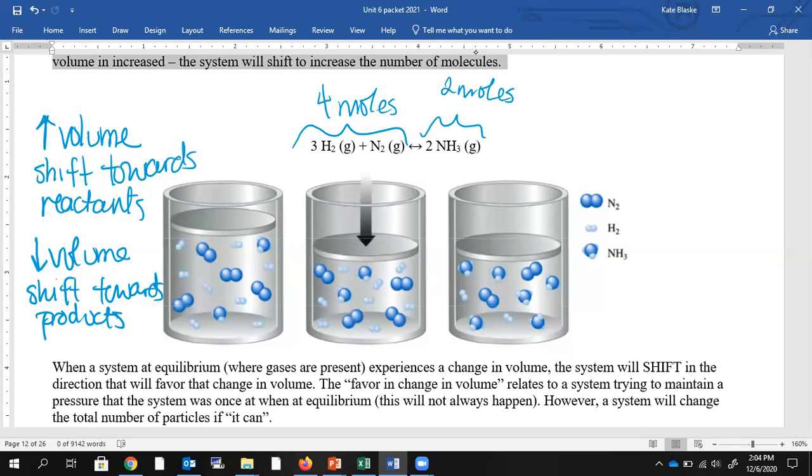Now, in any different reaction, if I'm not talking about the formation of ammonia, maybe I have more moles of products than I do reactants. That's going to cause shifts in opposite directions. But when we're talking about changes in volume, we're really talking about conserving space in terms of the number of particles.